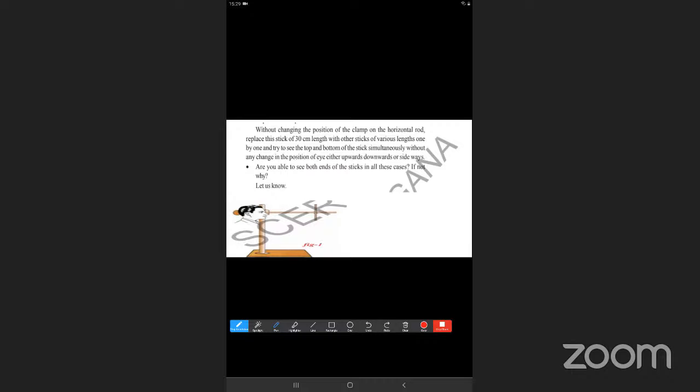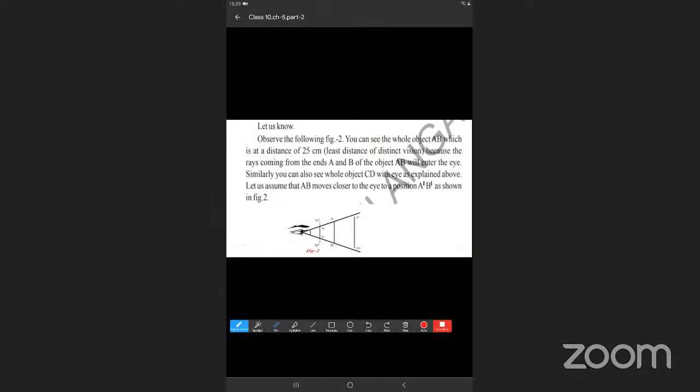So here, are you able to see both ends of the sticks in all these cases? If not, why? So here, observe this carefully.